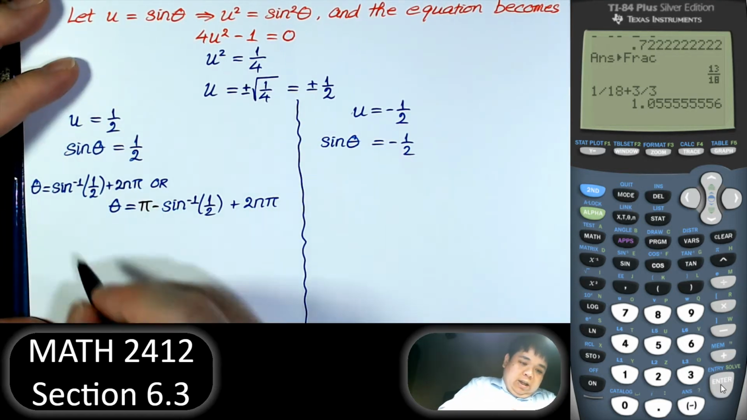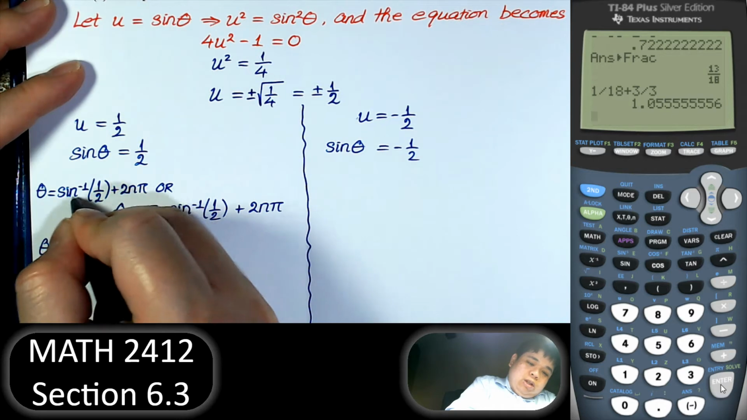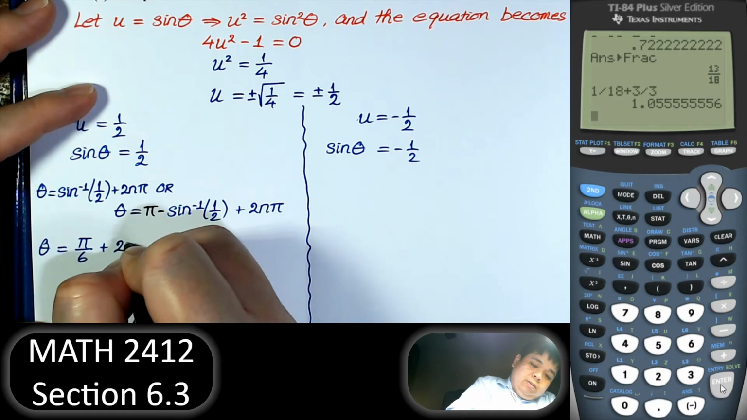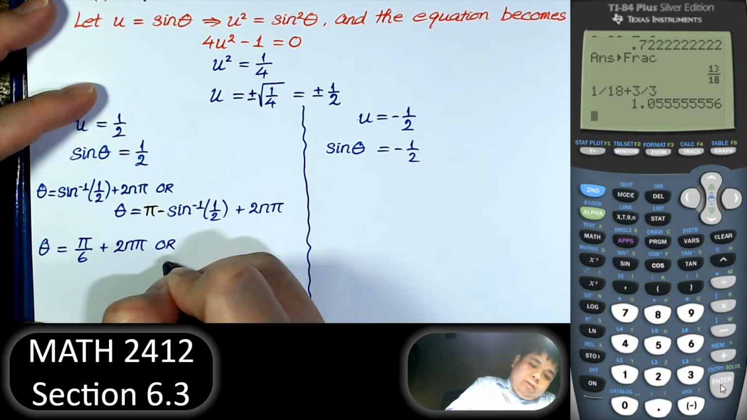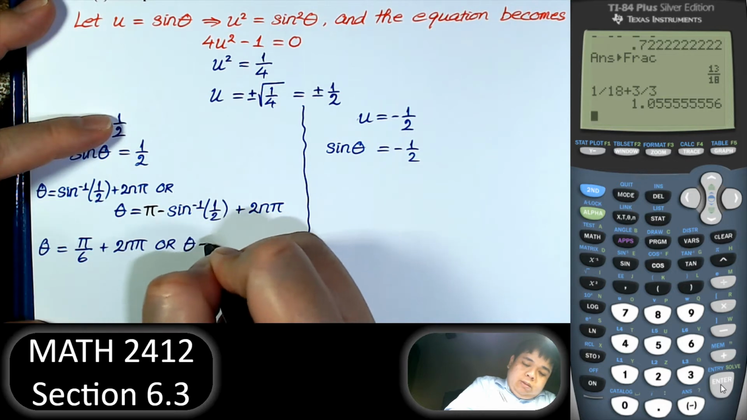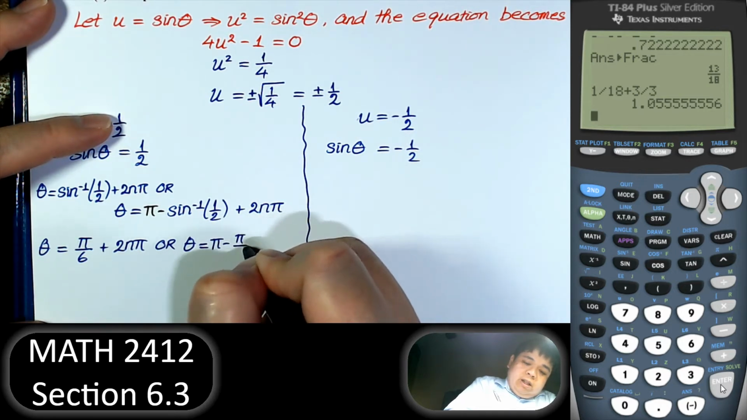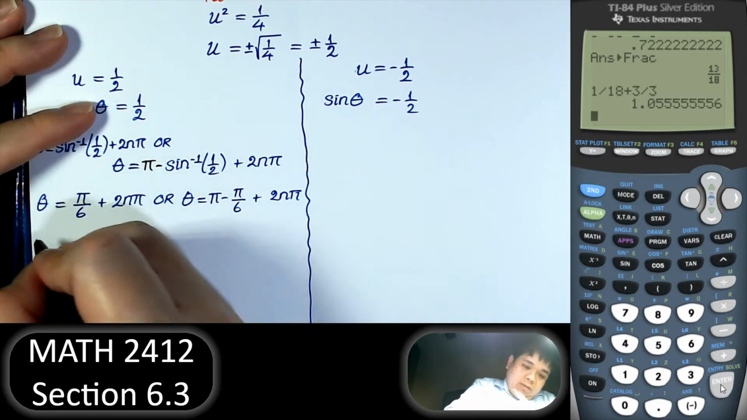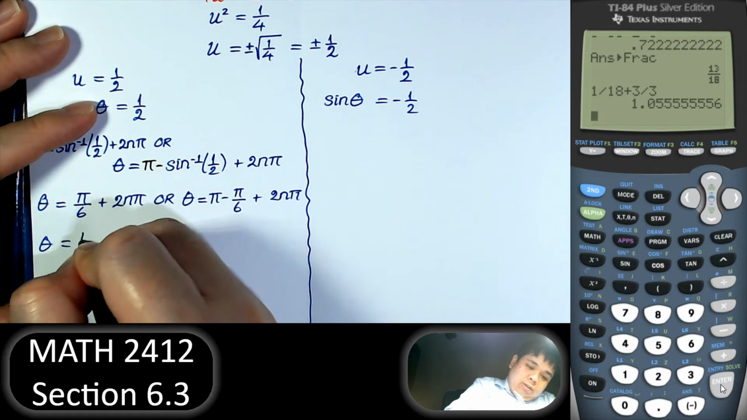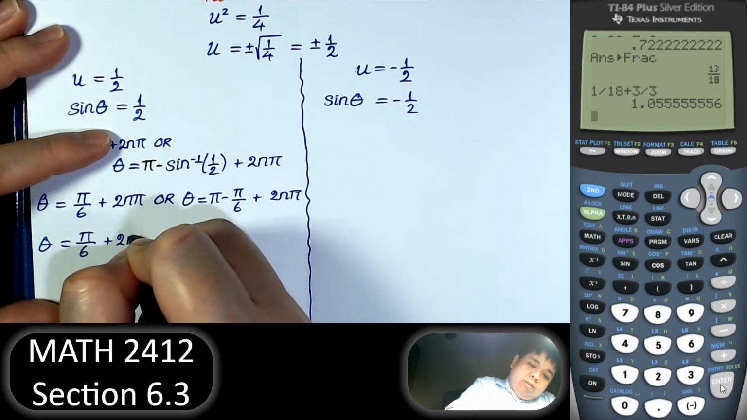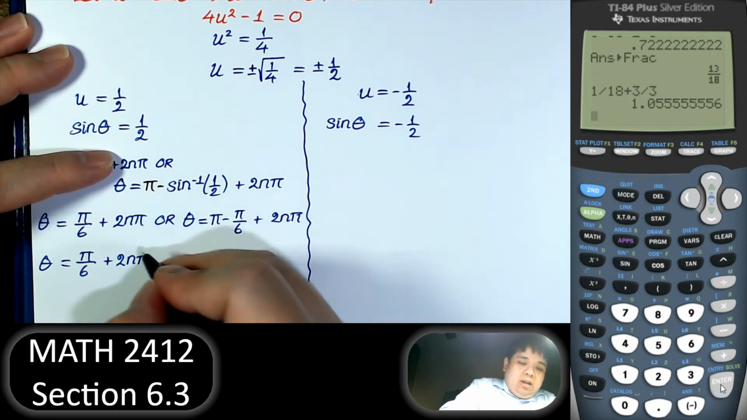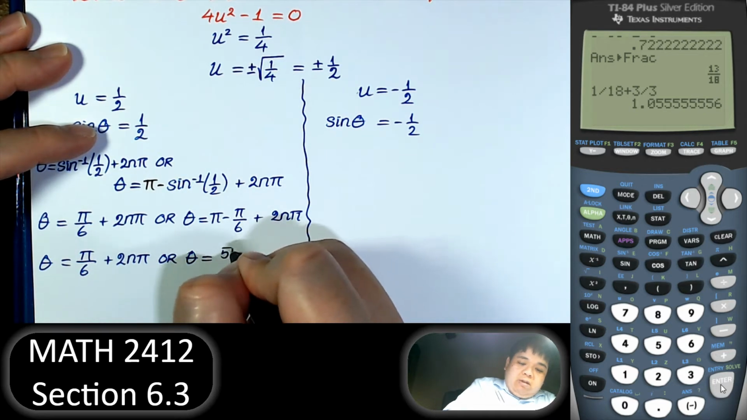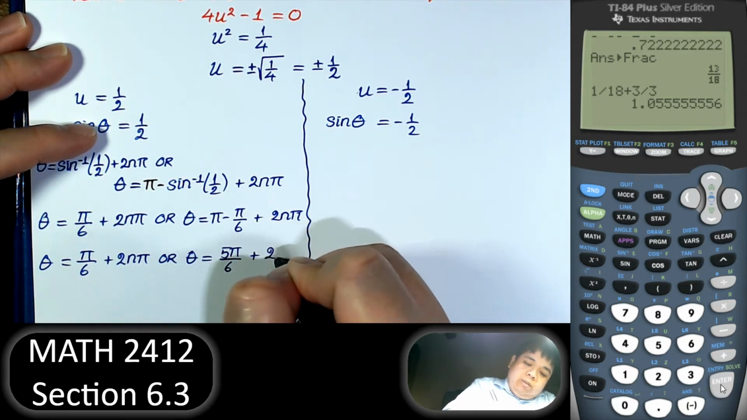Right, so we have theta equal to sine inverse of 1/2. That's 30 degrees, so pi over 6, plus 2n pi, or the supplement, pi minus pi over 6, which is 5 pi over 6, plus 2n pi.